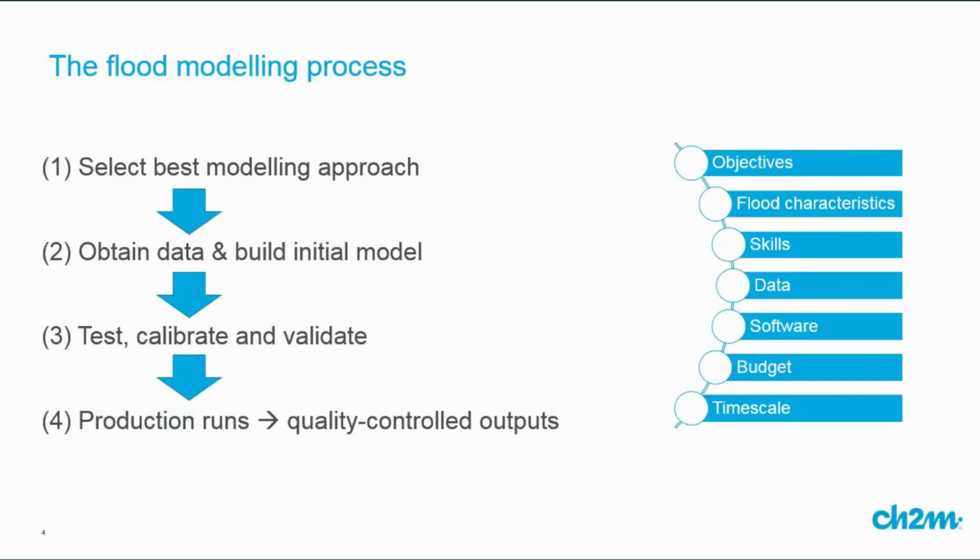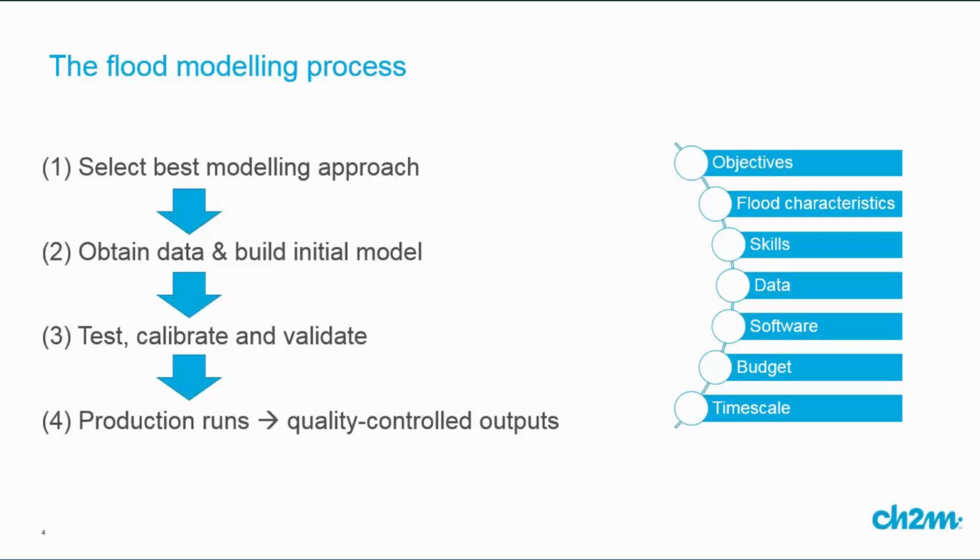The general flood modelling process is shown on the screen here, where we start by thinking about what is the most appropriate approach for a particular issue we're dealing with. We go ahead and obtain data and build our initial model. We test, calibrate and validate it. Then we go on to the production runs and quality control our outputs. Now this presentation is really focusing on that item number 1 there, selecting the best modelling approach, and that is quite a complicated part of the process really.